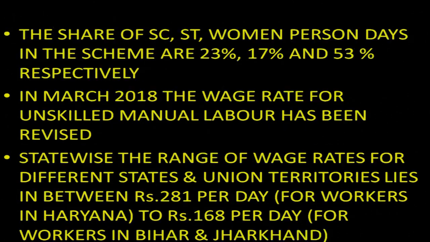And the share of the scheduled caste, the scheduled tribe, women person days in the scheme are 23%, 17% and 15% respectively. In March 2018, the wage rate for unskilled manual labor has been also revised. State-wise, the range of wage rates for different states and union territories lies in between rupees 281 per day for workers in Haryana to rupees 168 per day for workers in Bihar and Jharkhand.